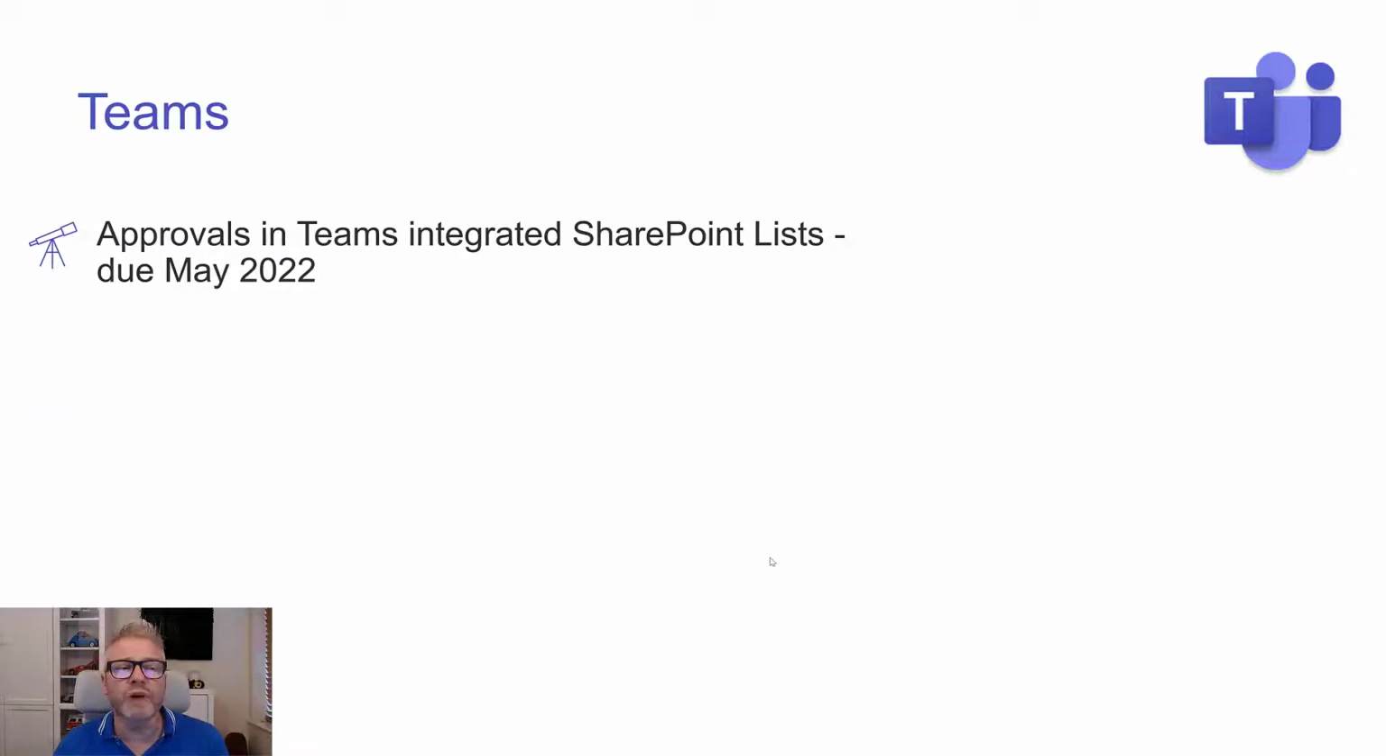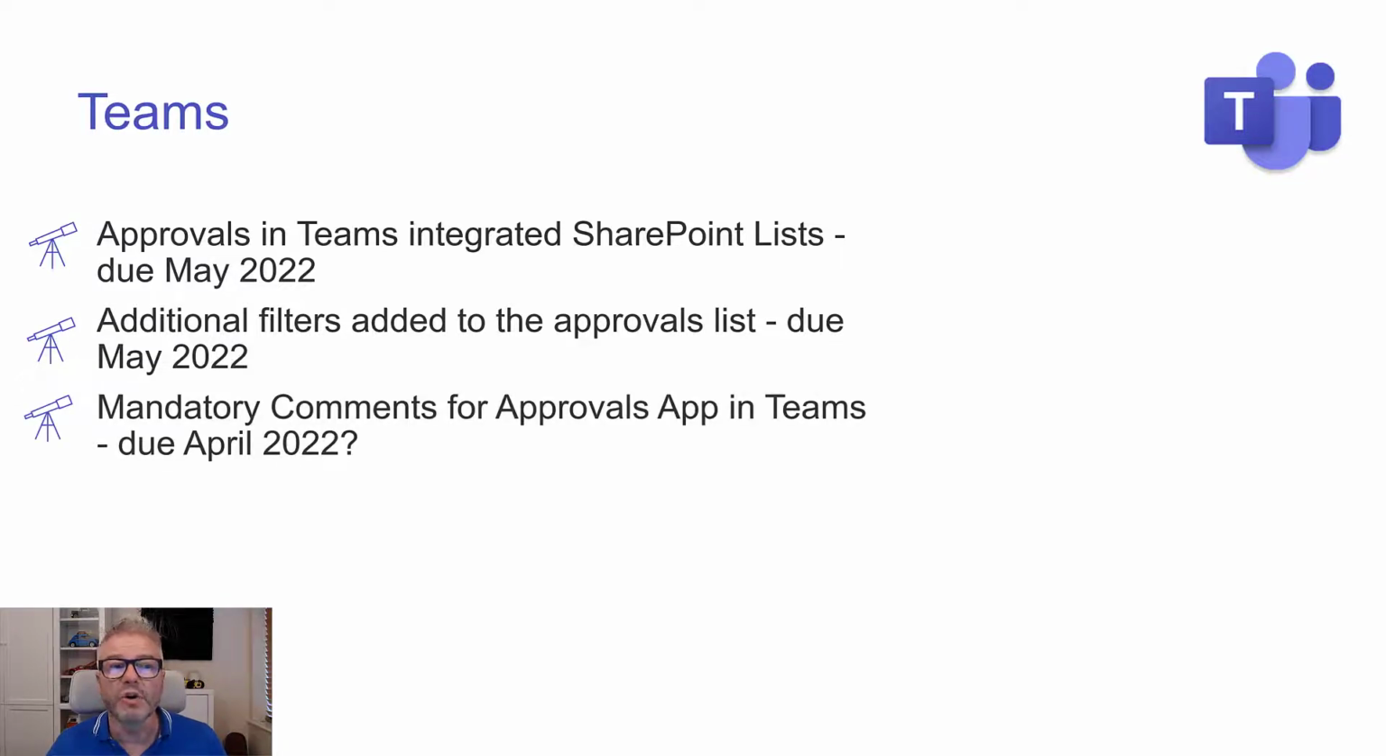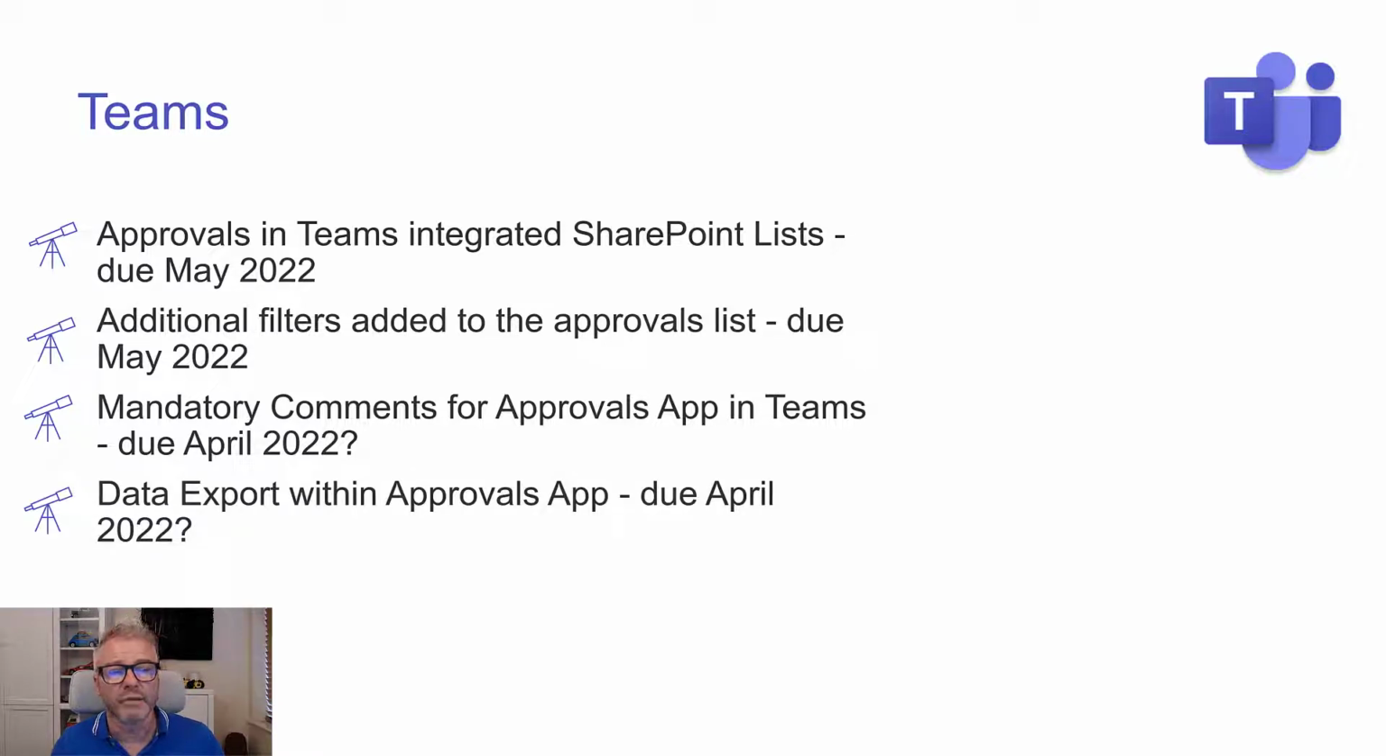Okay, let's go through some rapid fire new things that are coming. So we've got approvals and teams integrated into SharePoint lists due May. Additional filters added to the approvals list, because that's related to that previous one as well. Mandatory comments for the approvals app in Teams, apparently due in April. So unless that happened in the past and I forgot to tell you about it, I'll follow up on that maybe for the next session.